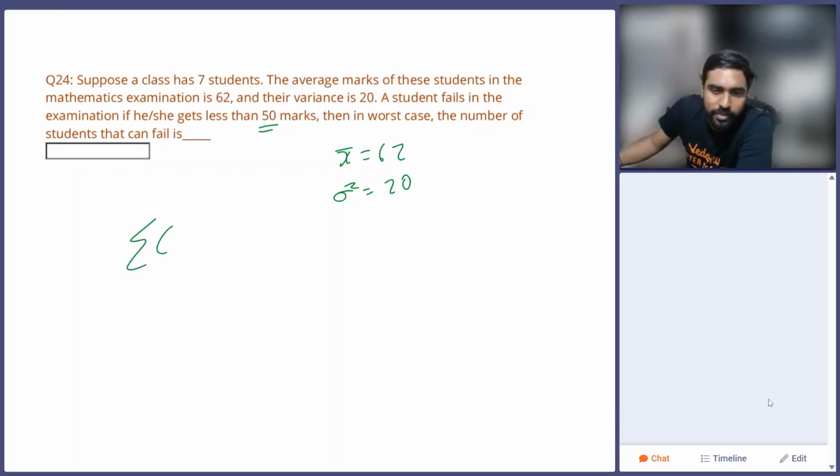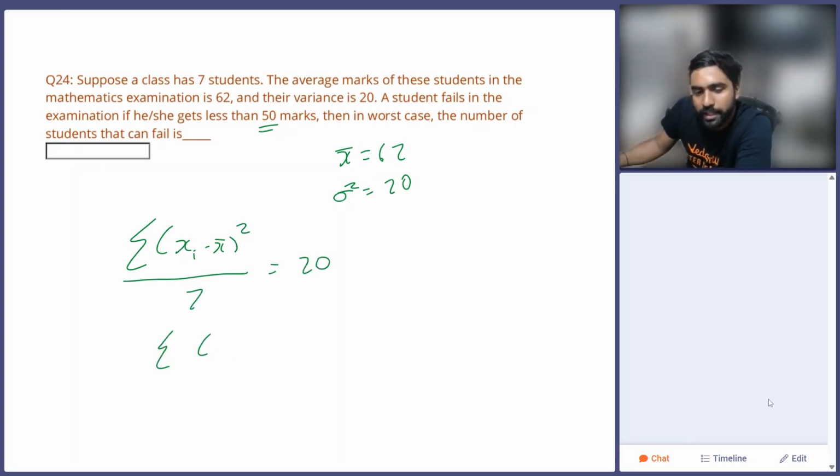Okay. What is variance? Variance is summation of (xi minus x bar) whole square, divided by the total number of terms, which is the number of students, which is 7. That's given to you as 20. Now going over here, summation of (xi minus 62) whole square is equal to 140.